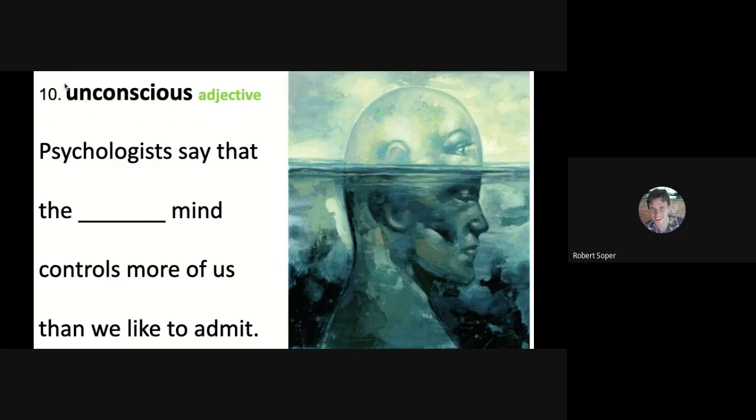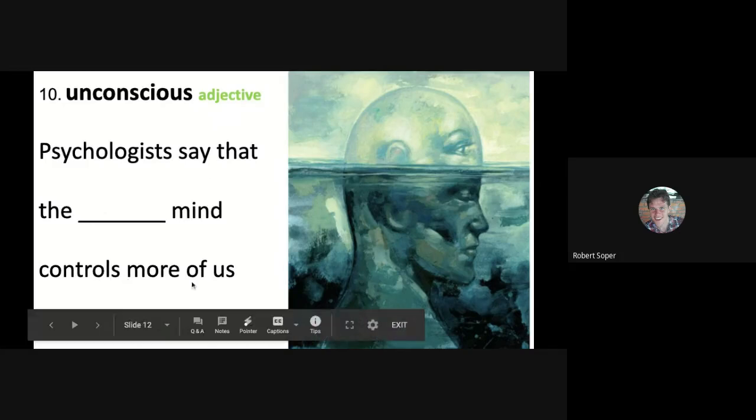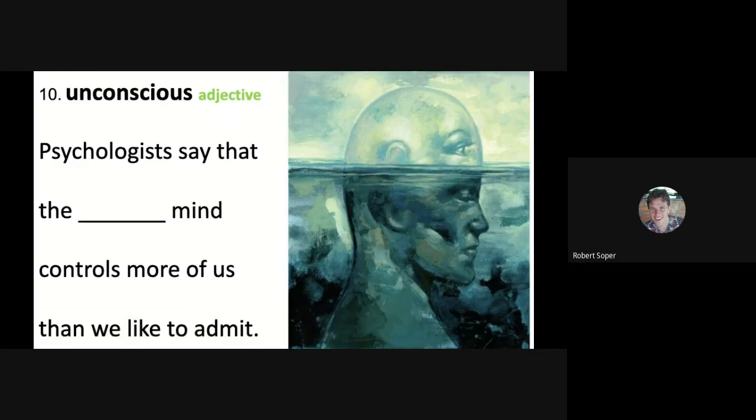Unconscious is really important when we start thinking about the brain, because there are lots of things that the brain does unconsciously. In fact, using this word, psychologists say that the unconscious mind controls more of us than we like to admit. This basically means that a lot of our behavior, the way we act or conduct ourselves, happens without us really realizing it, in an involuntary or unintentional way.